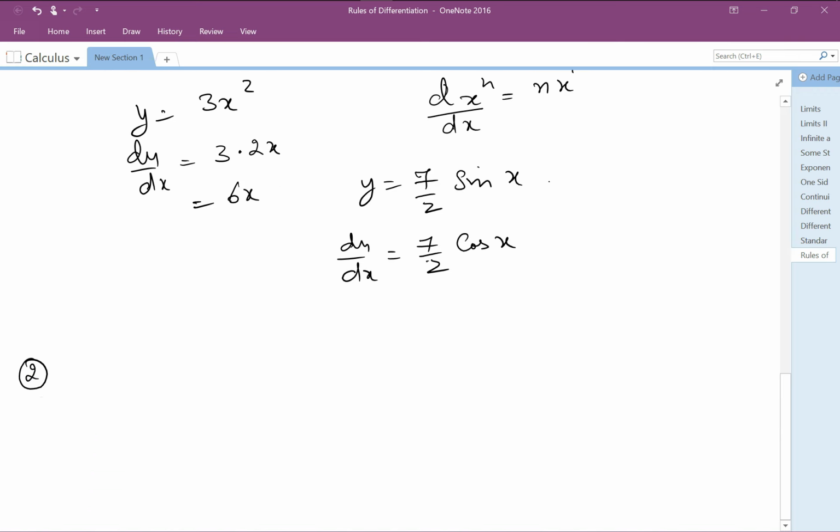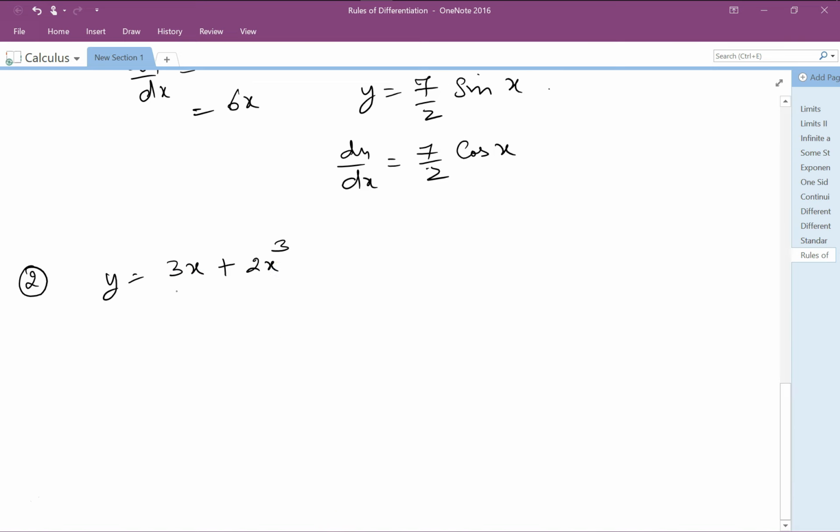Let's say we have a function like this. y is equal to 3x plus 2x cube. So here this could be anything. 3 can be anything. But let's treat this entire thing as a function, because now we have seen constant multiplied by a function.